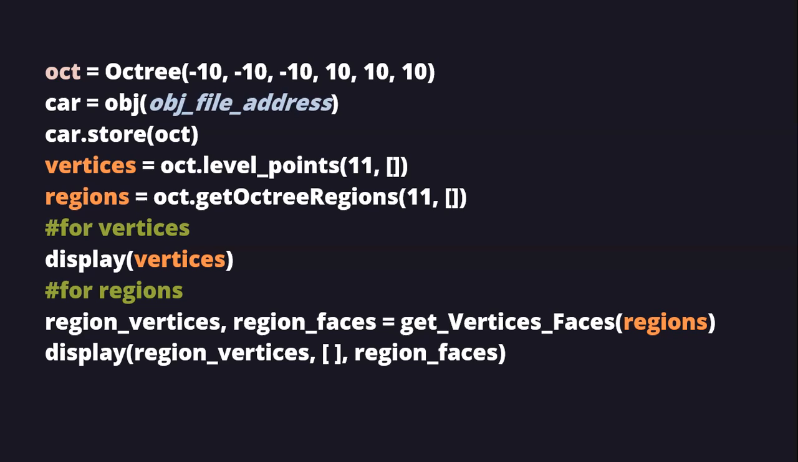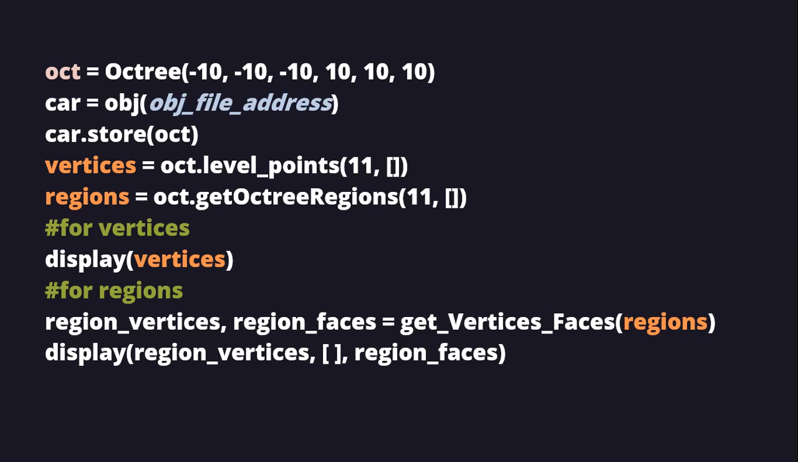This class deals with our input files, which are object files of 3D objects, and helps us to also store those object files into Octrees, like we've done in the next step by storing the object file in car to the child Oct. The class Octree has two functions, level points and get Octree regions, to get back the vertices and regions of the Octree at a certain level. So this is precisely what we've done. We've extracted the vertices and the regions from the Octree by using those functions.